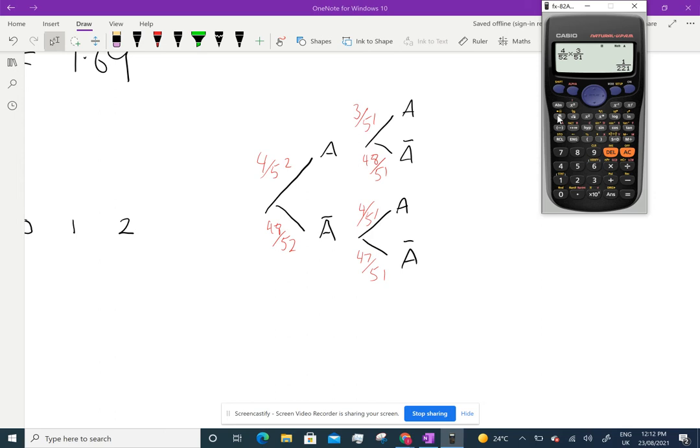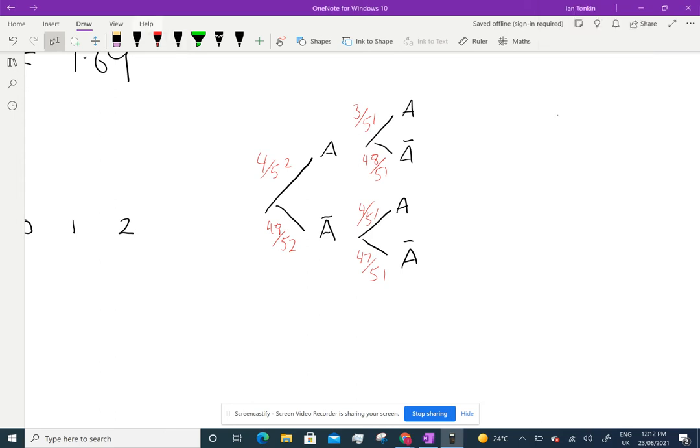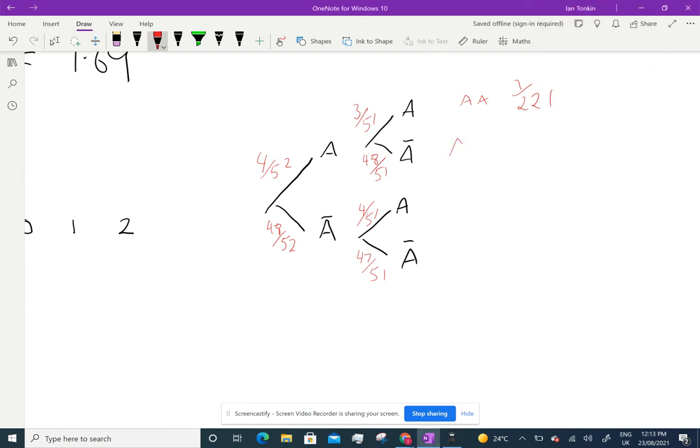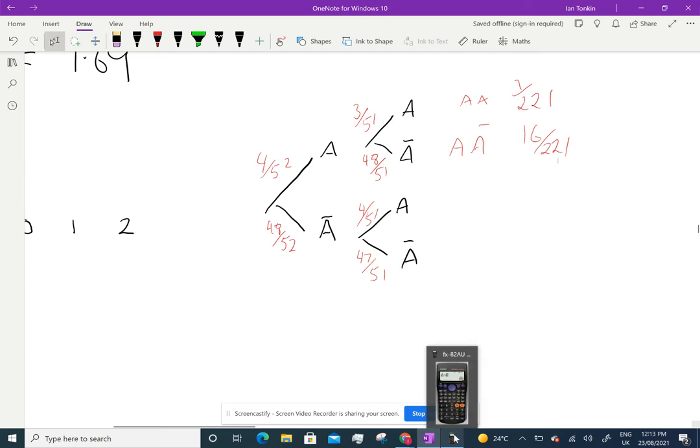1 on 221. So over here, to get 2 aces, it's 1 on 221. I'm going to keep my calculator in that mode, and I'm just going to go back and change that to 48. I love the back. 16 on 221. So ace and not an ace, 16 on 221. Let's go back, get our calculator and go back again.